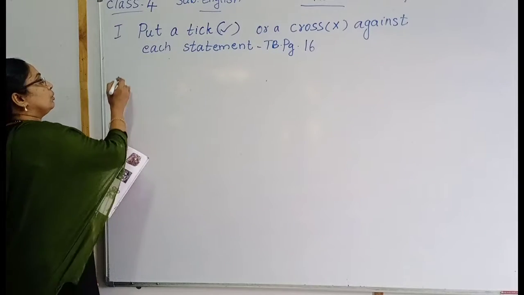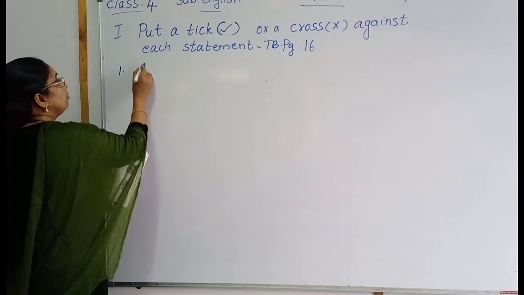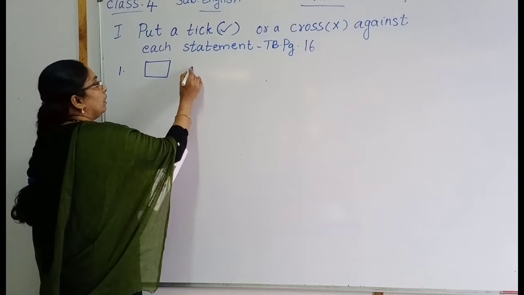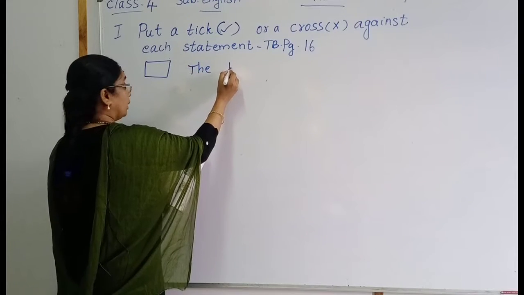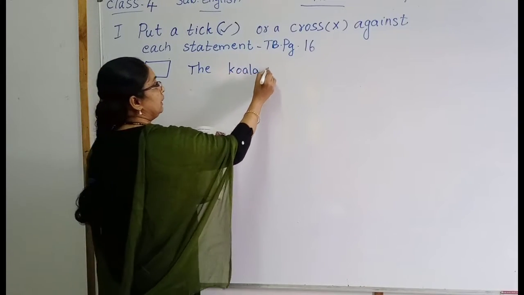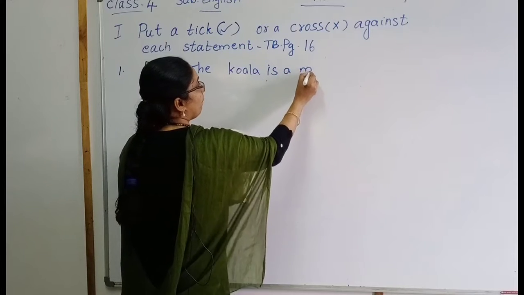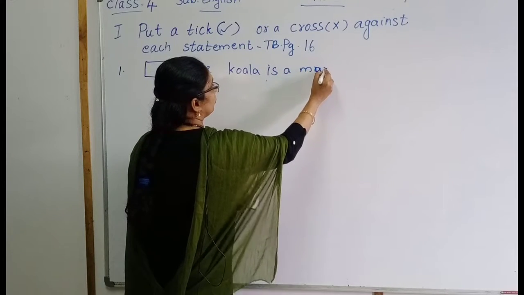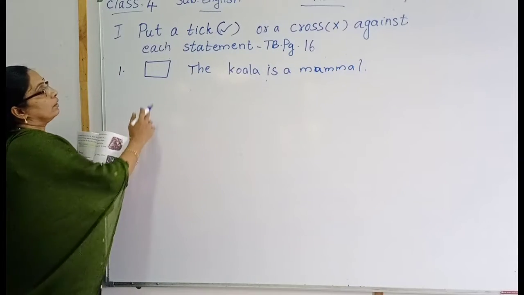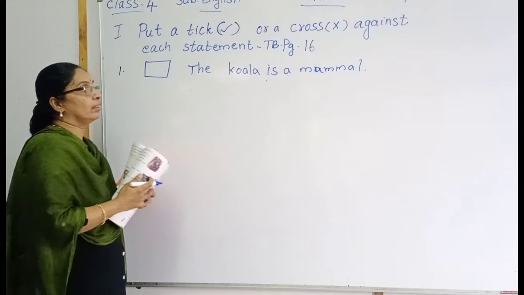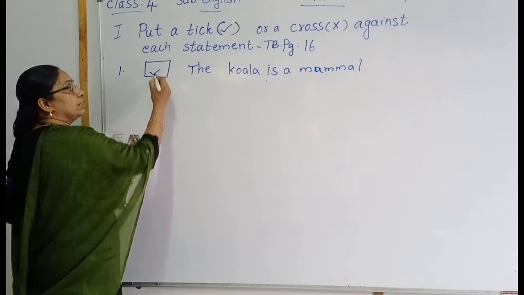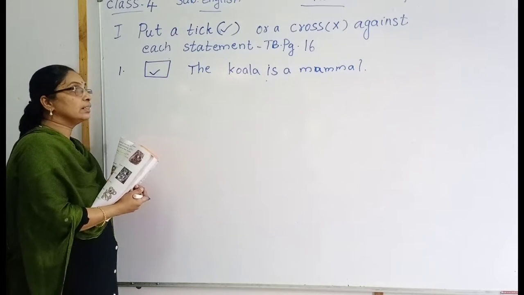Then the first question is the column for ticking. The koala, K-O-A-L-A, koala is a mammal. See children, the koala is a mammal. Yes or no? Tick. Say correct statement, children. This is the correct statement.